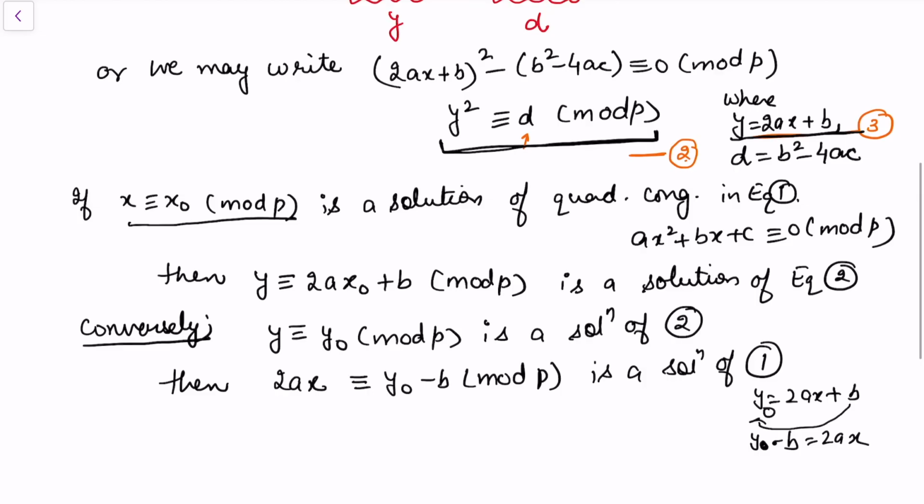And hence we say that if y naught is the solution with respect to modulo p, this automatically means 2ax is congruent to y naught minus b, and hence it reduces to the solution of a linear equation. Why am I saying this is linear? Because there is only one variable.